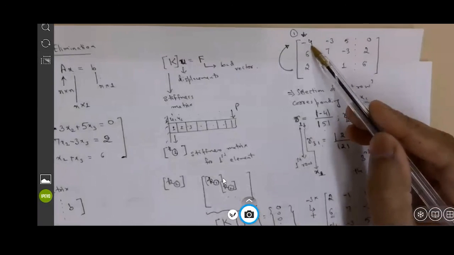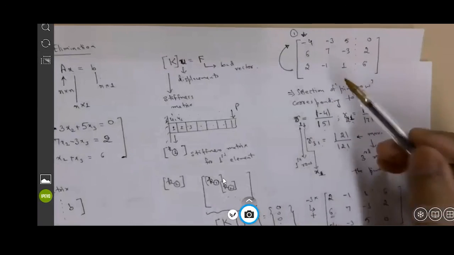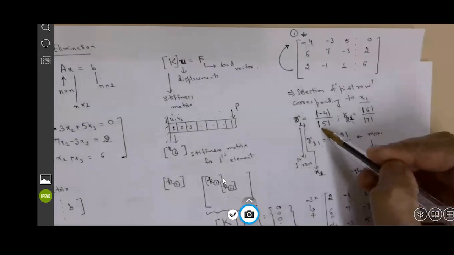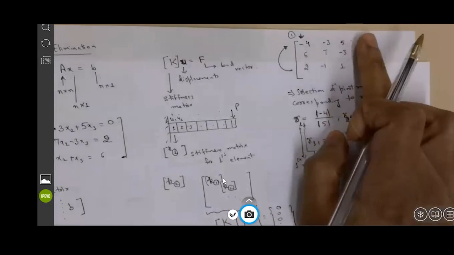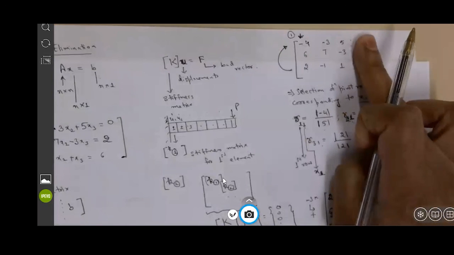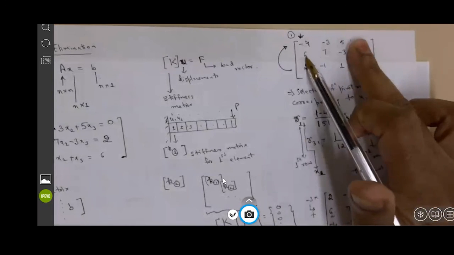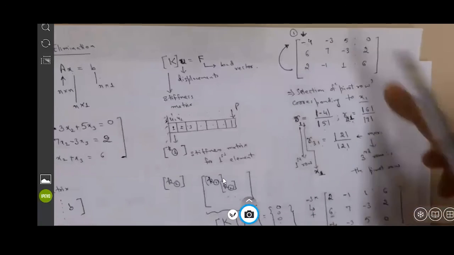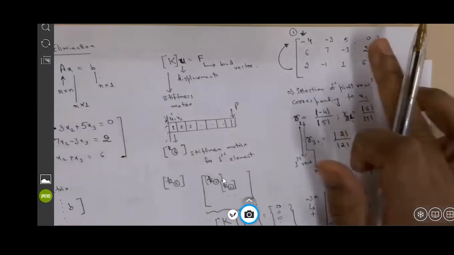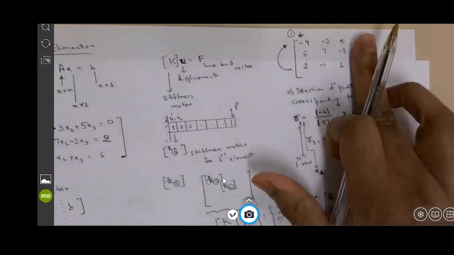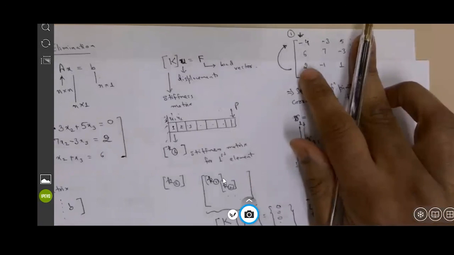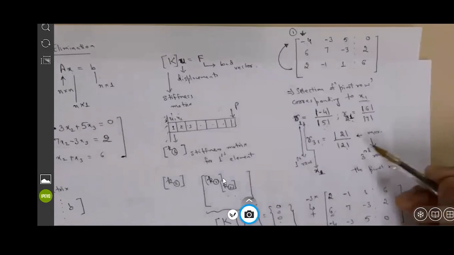This is -4, right? Yes. So you take the ratio -4 divided by 5. For R21, what is the maximum value you have? 7. And what is the coefficient corresponding to X1? 6. So it's 6 by 7. For R31, what is the maximum absolute value? 2. And what is the coefficient corresponding to X1? 2. Yeah, I got it.